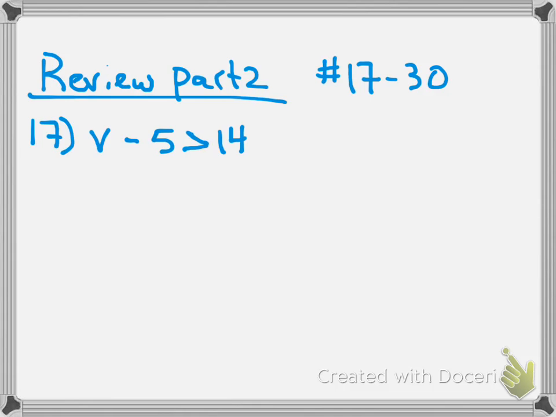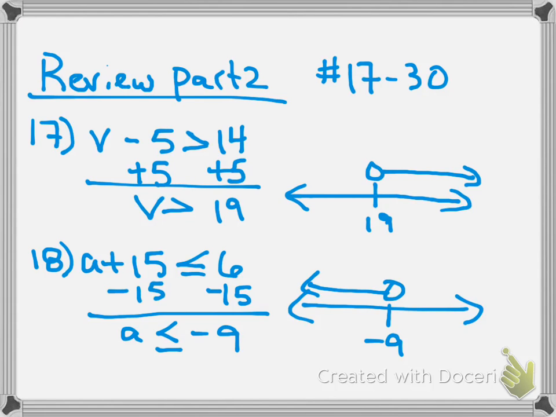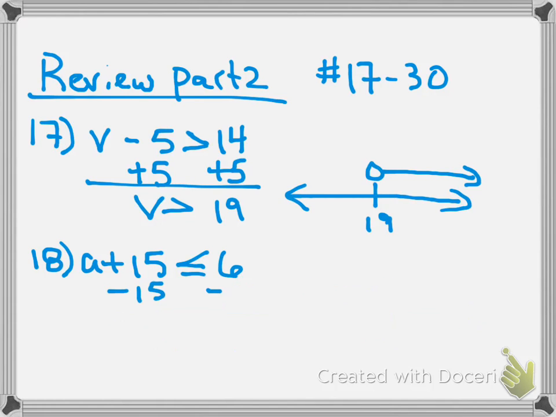The first problem says v minus 5 is greater than 14. Again, make sure, what are we doing here? All I see is a minus 5. So the opposite of a minus 5 is plus 5. Look at what's being done to the variable and then undo it. So 14 plus 5 is 19, so v is greater than 19, which would mean an open dot at 19 that is going to be shaded to the right.